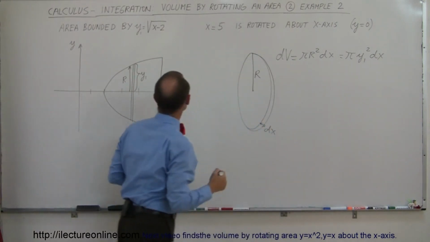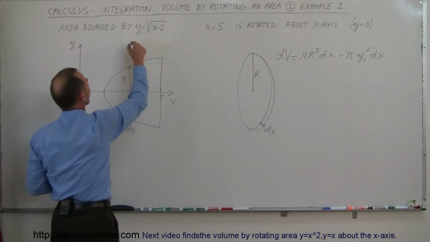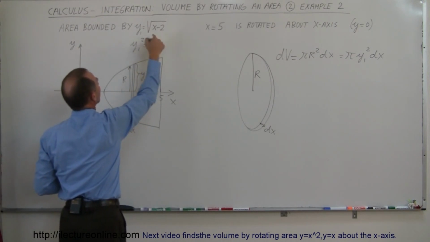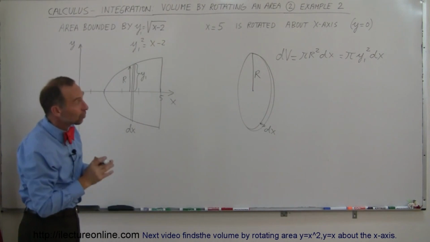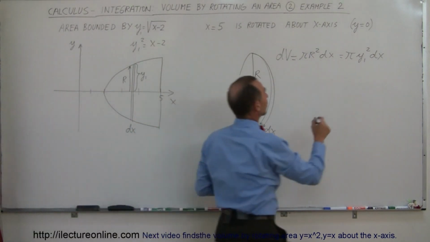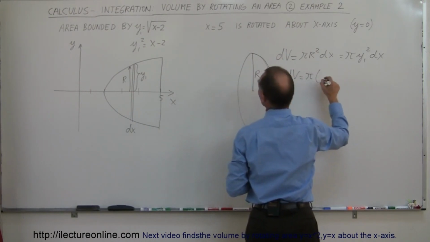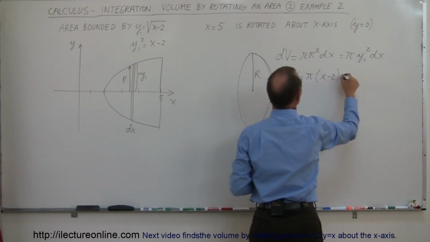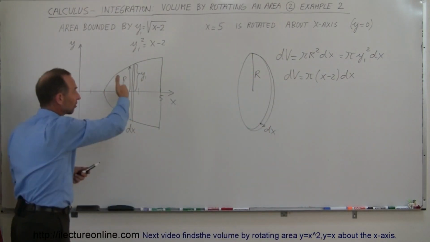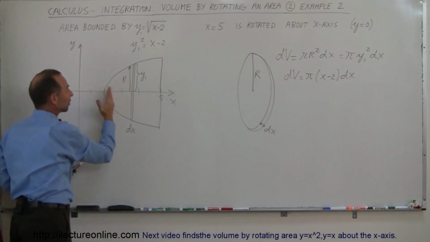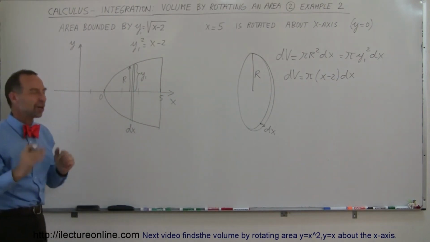And then coming up here, if y1 is equal to this, then y1 squared would be equal to this square, which would be x minus 2. In other words, I can replace y1 squared by x minus 2, and my small little volume element, dV, is equal to pi times x minus 2 times dx. And if I then integrate that, sum up all the little slices, which is integrating it from this limit to that limit, from x equals 2 to x equals 5, I can find the volume of that.